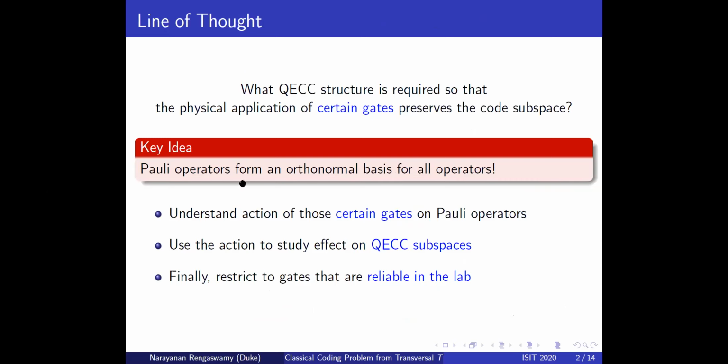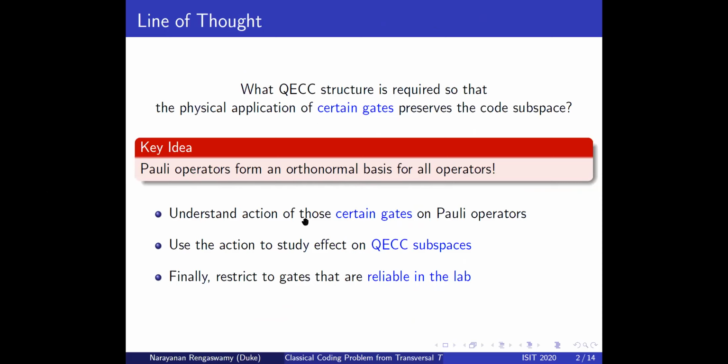Now, our key idea here is to use the fact that Pauli operators, which I'll introduce shortly, form an orthonormal basis for all n by n matrices. This is a fact that has been known for a long time, but it does not seem to have been used as much in this context, as I'll explain later.